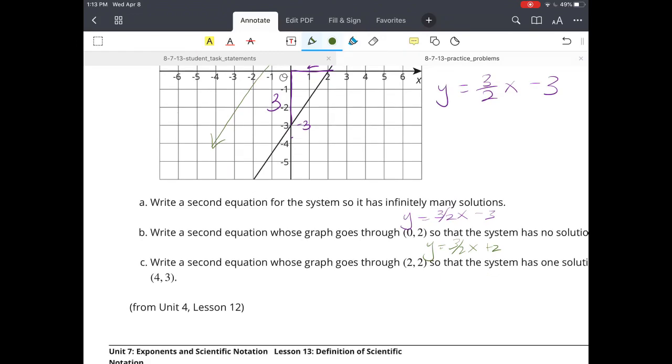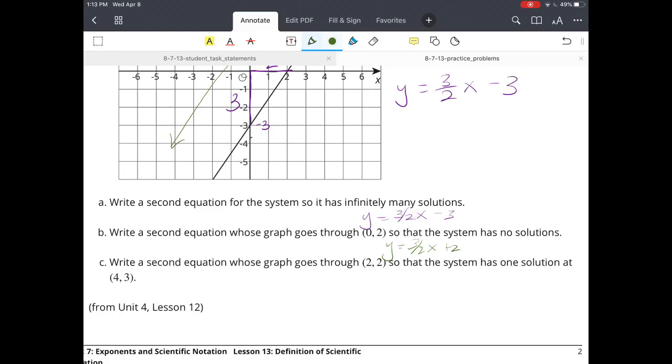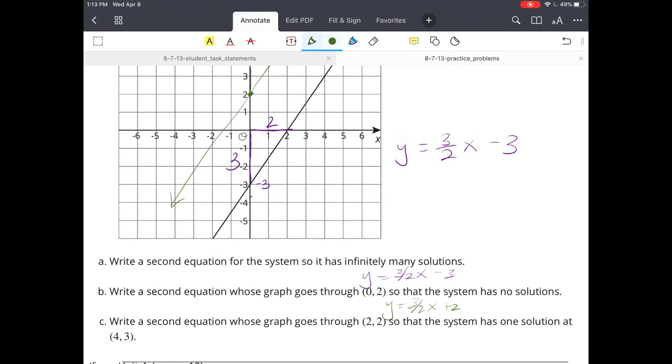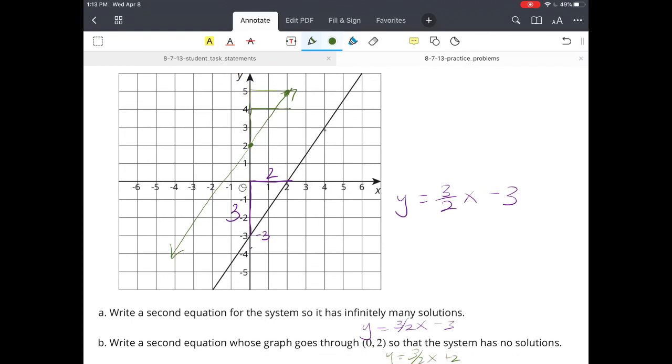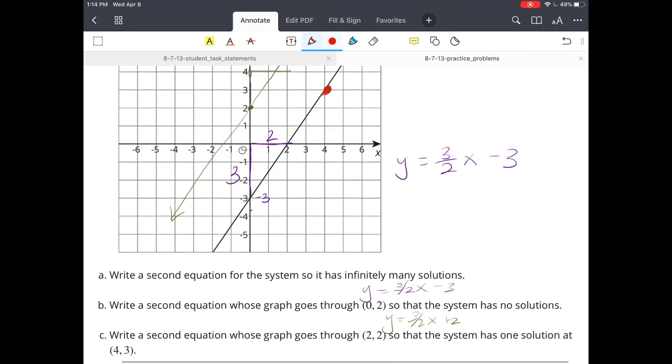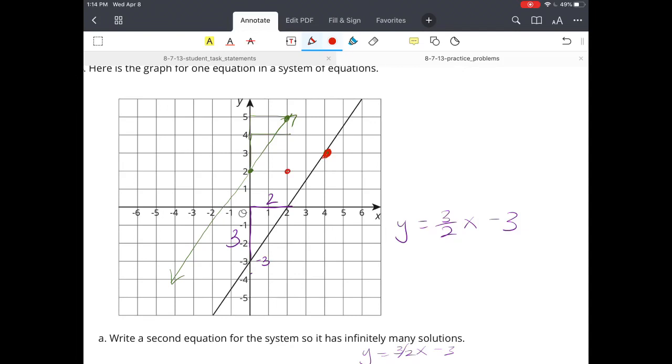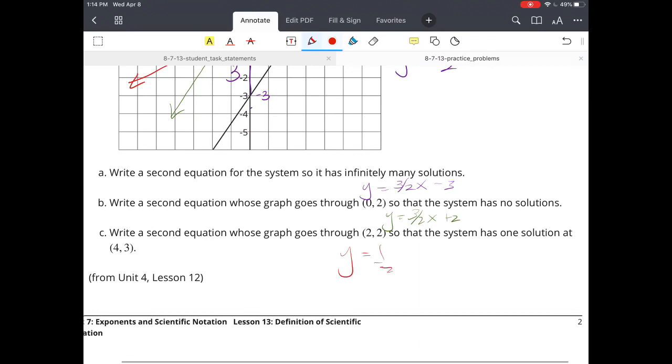And for this last one, we want a second equation that goes through 2, 2, and it has a solution at 4, 3. Okay? So we want it to go through this point here. Let me use a different color. Let me use red. We want it to go through that point, and we also want it to go through 2, 2. So all I'm doing is just drawing more points, because I already know what the slope is. The slope is up 1, 2 over, so it's 1/2. And it goes through the starting value of +1, and that's your equation. y equals 1/2 x plus 1.